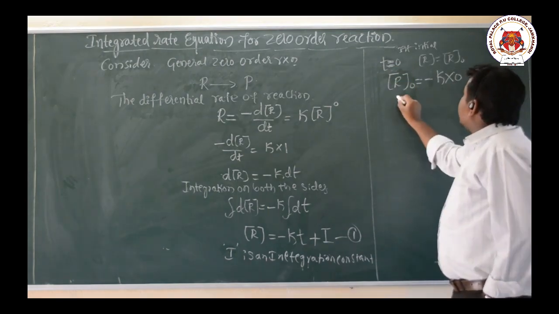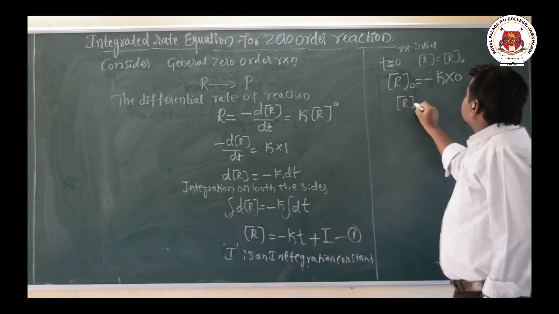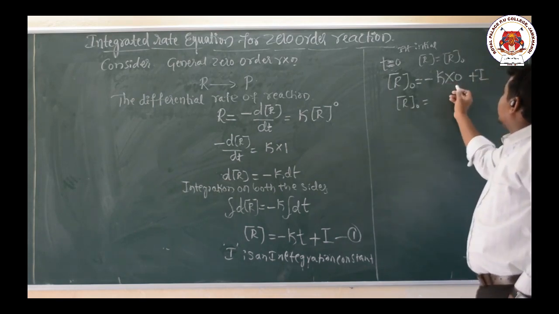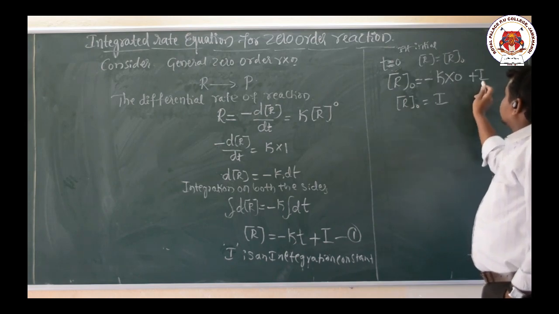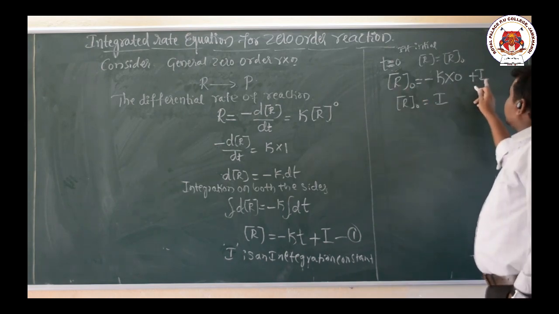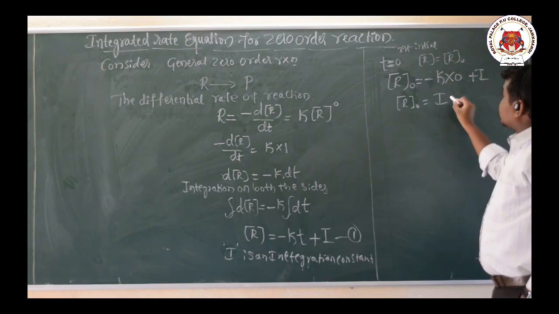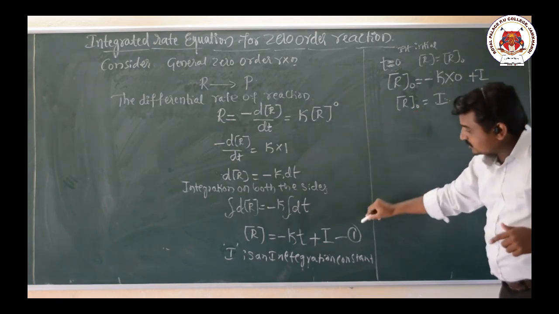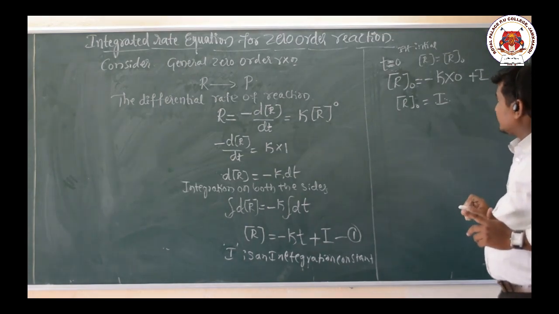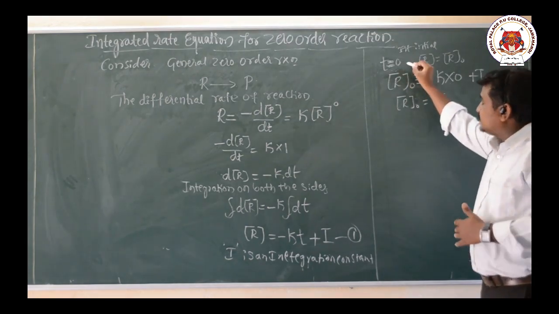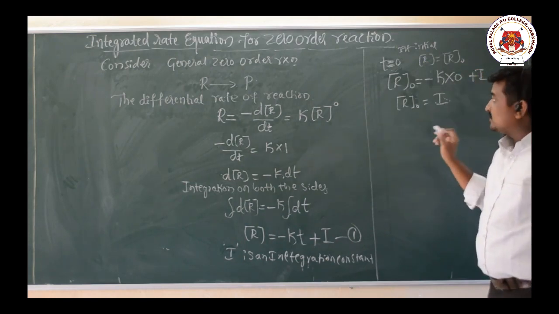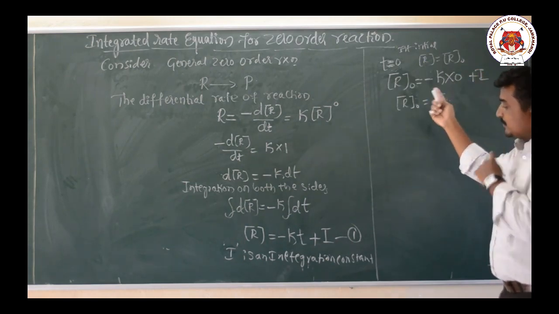Then R naught equal to minus k into 0. Anything into 0 is 0, equal to I. So the remaining thing is R naught equal to I. Then substitute this I value, that is the R naught value, in equation number 1. After putting t equal to 0, R equal to R naught, the I value is R naught. So this I value we substitute in equation number 1.